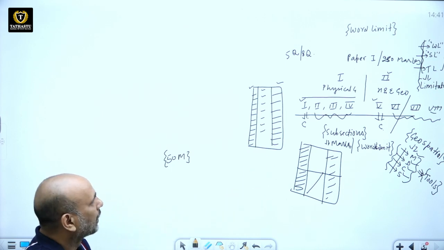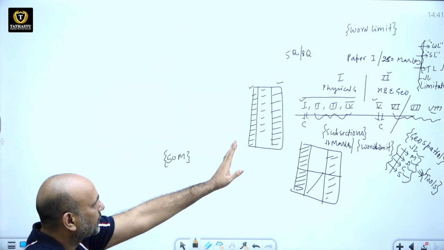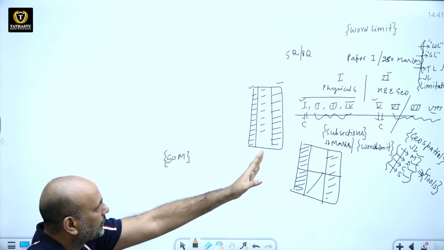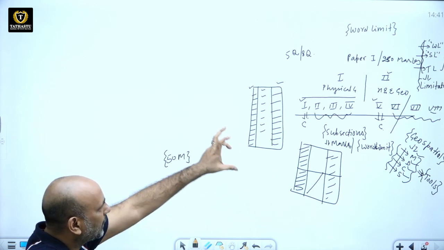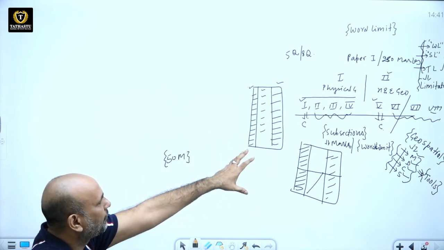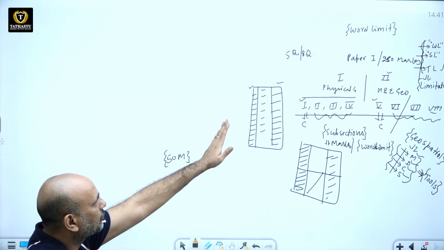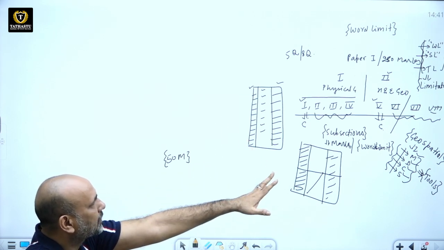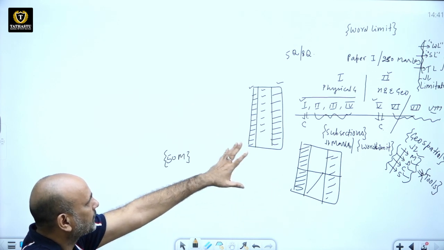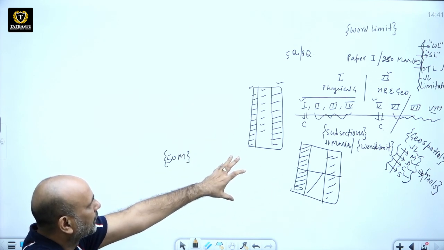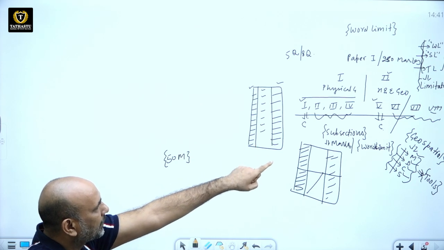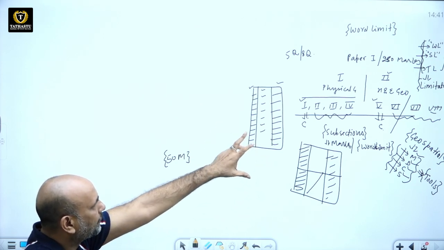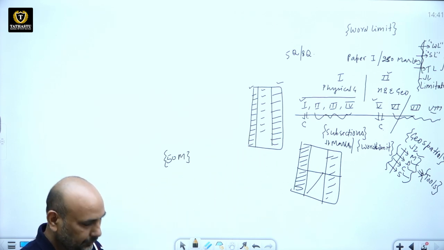Then from the remaining, the 2nd, 3rd, 4th, 6th, 7th and 8th, at least one question should be solved from each section. This means if we are selecting 2 questions from the first section, then we have to attempt 3 questions from the second section. If we are selecting 3 questions from the first section, then we have to attempt 2 questions from the second section. And remember that 1st and 5th are compulsory in nature.